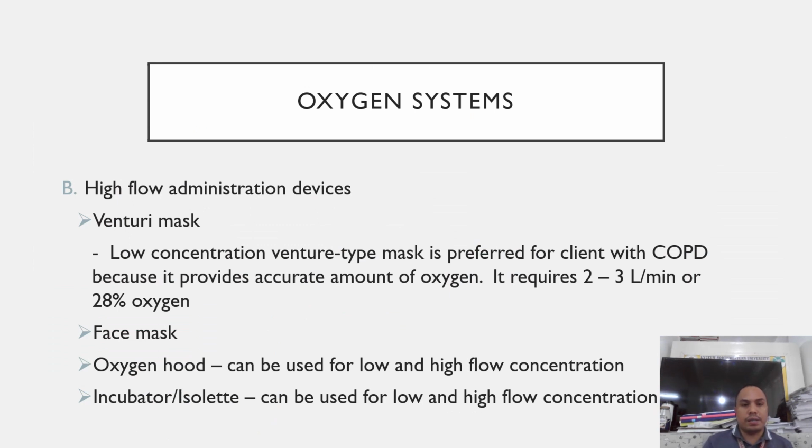Okay, punta naman tayo sa ating high flow administration devices. So, di ba, sinabi natin kanina na meron tayong dalawang klase ng delivery system, which is the high and then the low. Yung una natin dito, that is the venturi mask, the low concentration venturi type mask, which is preferred for clients that have COPD because it provides an accurate amount of oxygen. So it requires 2 to 3 liters per minute or 20% oxygen.